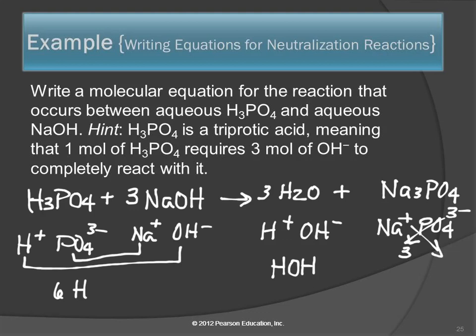Now, if everything went okay, the oxygens should have taken care of themselves. Over here we've got 4 oxygens from the phosphate and 3 oxygens, so 4 plus 3 is 7. Here on this side we have 3 water molecules, which is 3 oxygens, and 4 from the phosphate is also 7. So that's our balanced equation. Any questions? That should be reviewed.